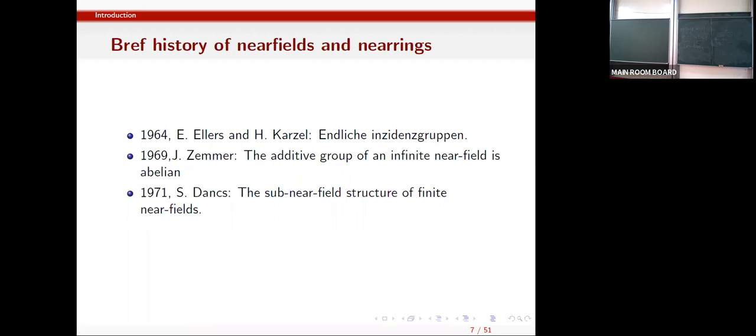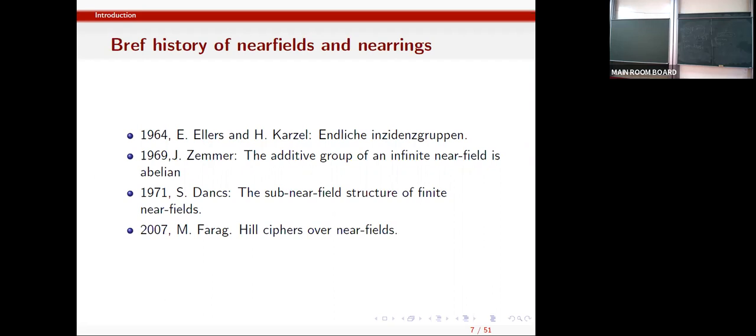Now, we know from field theory that if you have a finite field of order p to the power n, there exists a subfield of order p to the power k, where k divides n. This mathematician, Susan Danks, proved the same result in a different way. There is also an application of this, the near field, in cryptography.